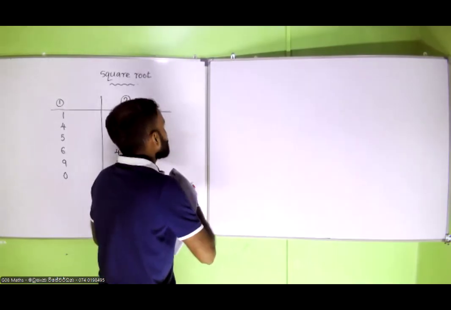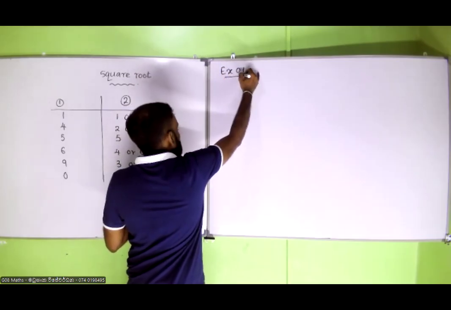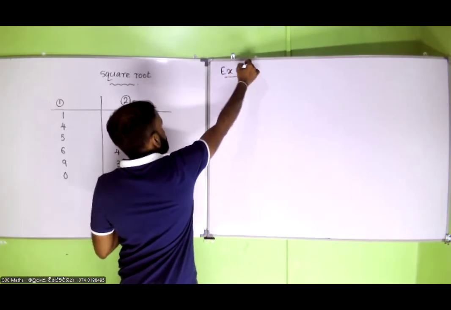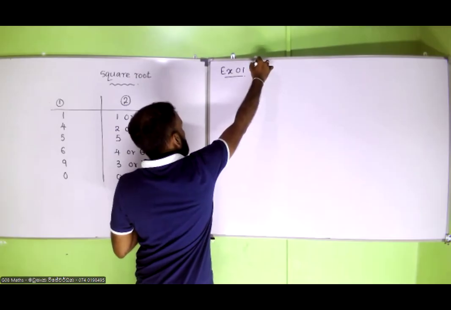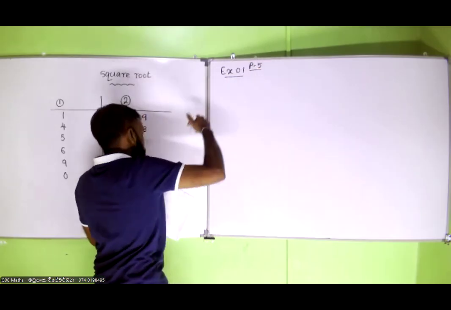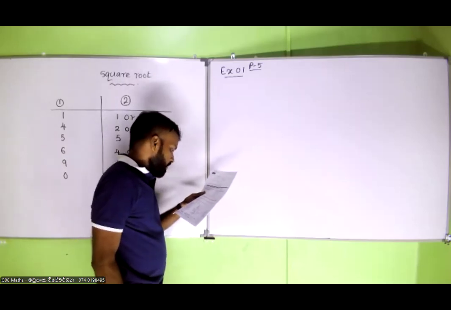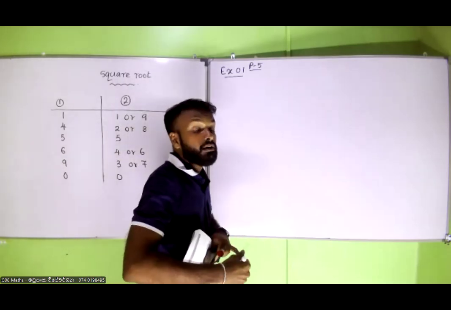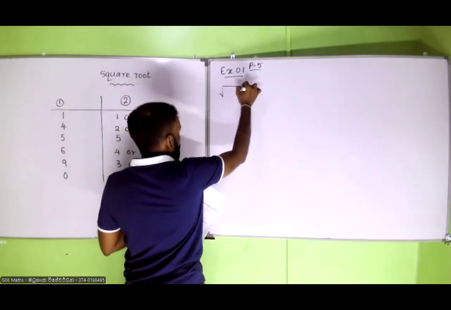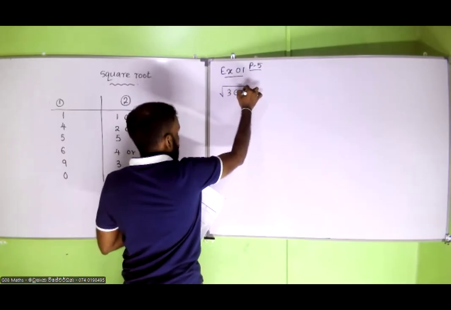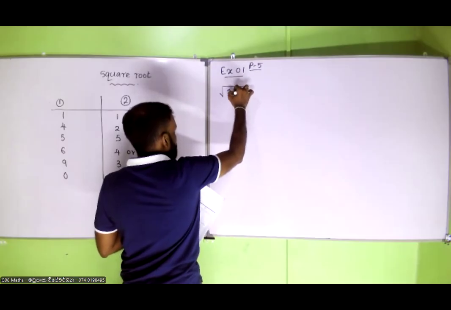Example number 1, page number 5. Find the square root of 361.